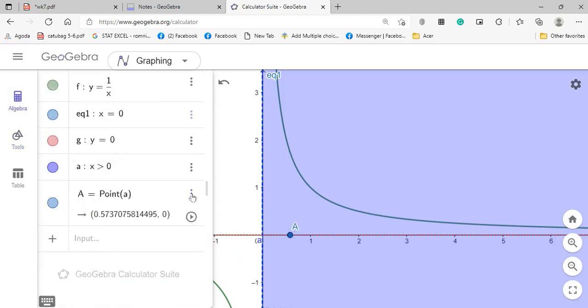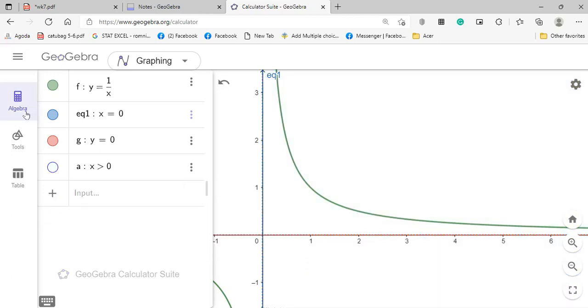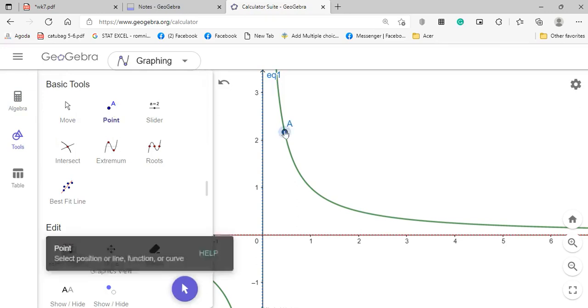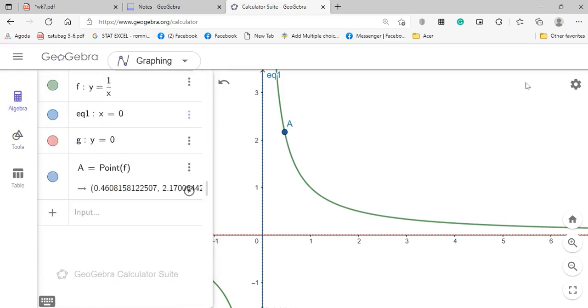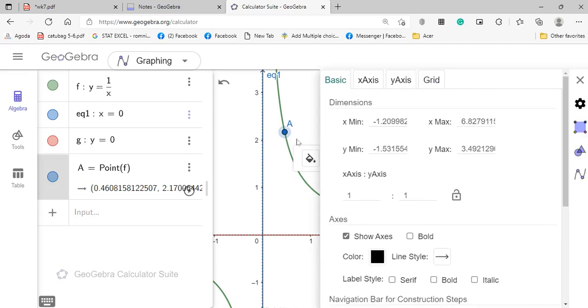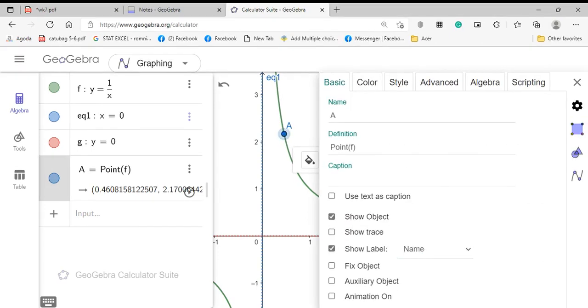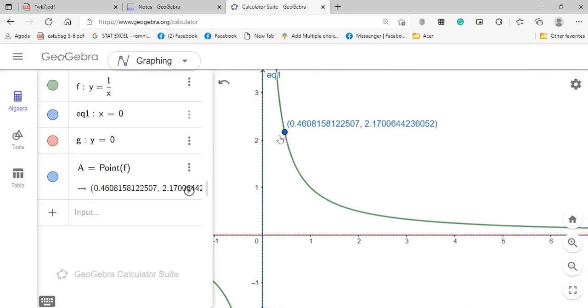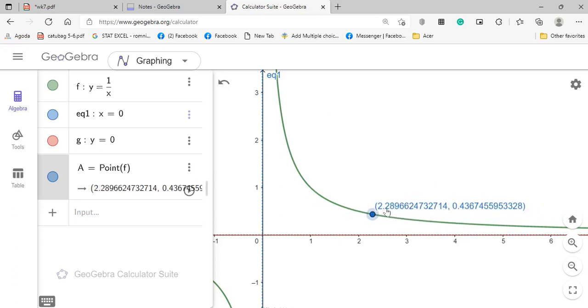Ilagay ko mismo sa graph. Ayan. So kung ipapakita natin yung value niyan, that is point A. Pag gagalawin natin yan, galing tayo dito. You see the ordered pair, 2.289, approximately 2.29. Tapos ang y value niya is 0.44 approximately.